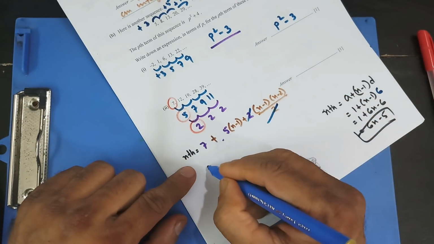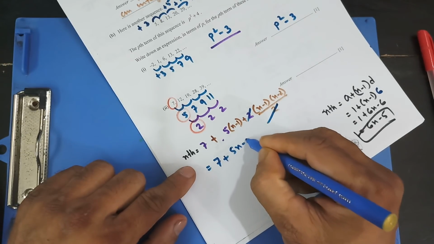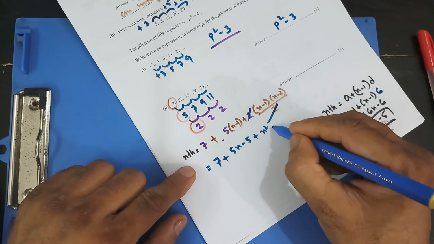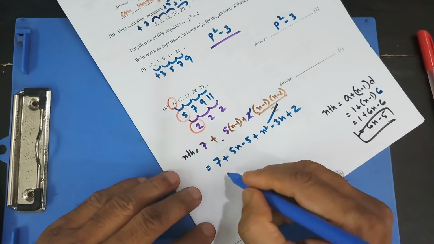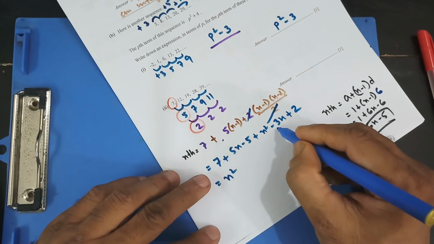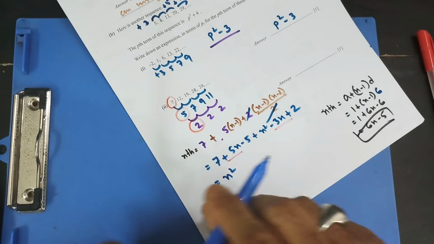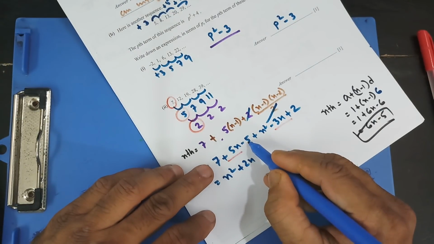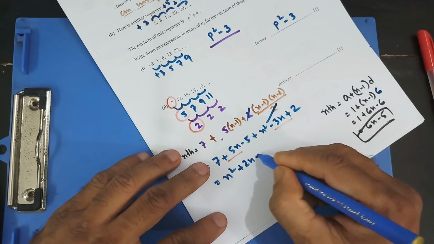This 2 cancels out, and when I take the brackets off of all these things, it's going to be 5n minus 5, and this is going to be n squared minus 3n plus 2. So this is going to be n squared. Then I have plus 5n minus 3n, that's going to give me plus 2n, and this is 7 minus 5 is 2, 2 plus 2 is 4.